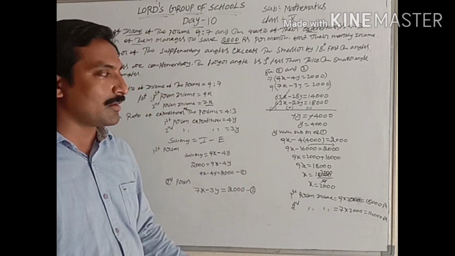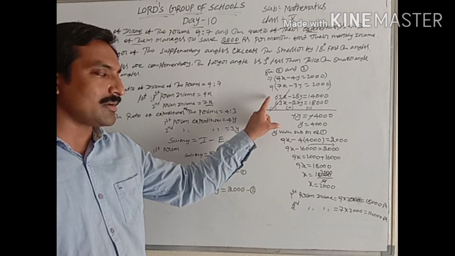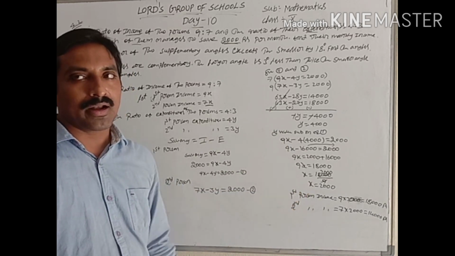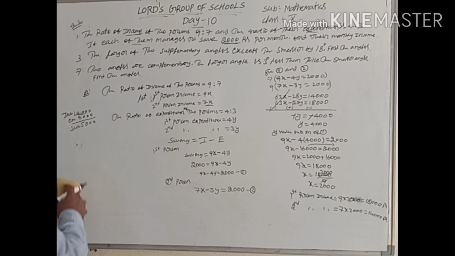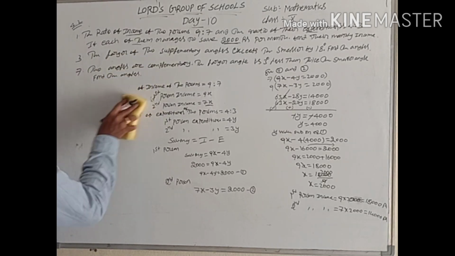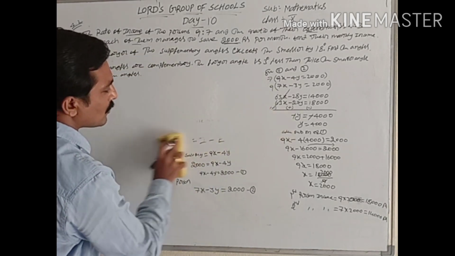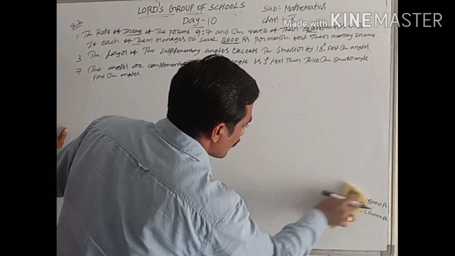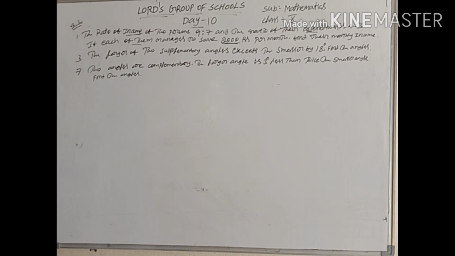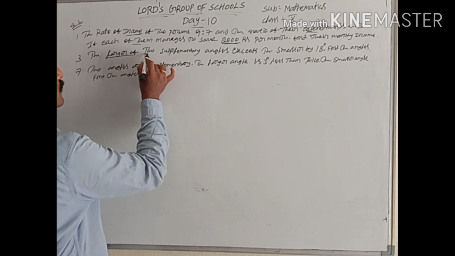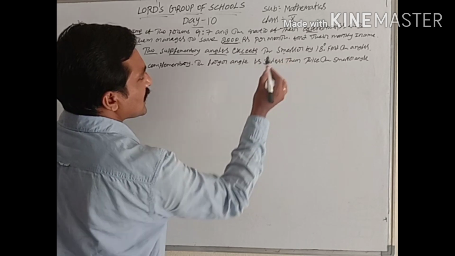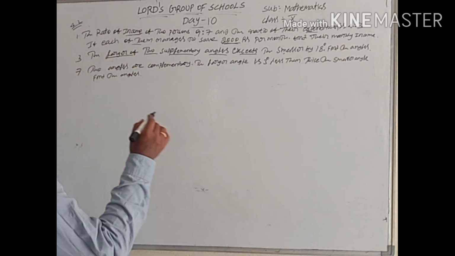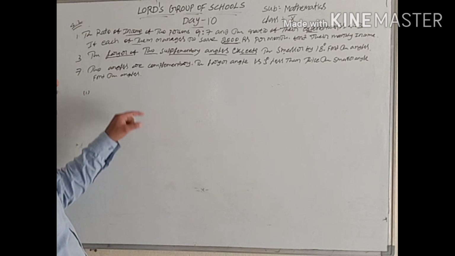This is the model. First I did the elimination method. After that I substituted the particular value and got the other variable's value. Next comes the larger of two supplementary angles. Here two questions on angles are very important, based on a condition. The larger of two supplementary angles exceeds the smaller by 18. Find the angles. Here the problem is clearly mentioned.